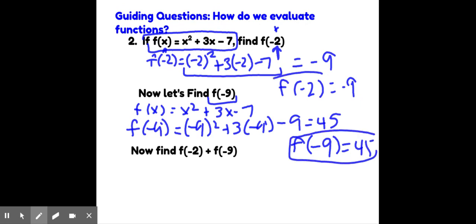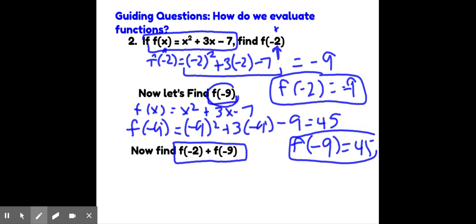And then f of negative 2 equals negative 9. Now down here is a little bit more complicated. They're saying find f of negative 2 plus f of negative 9. Well, we already did the work up here. We found f of negative 9 and f of negative 2, but now what we just want to do is add their answers or their outputs.